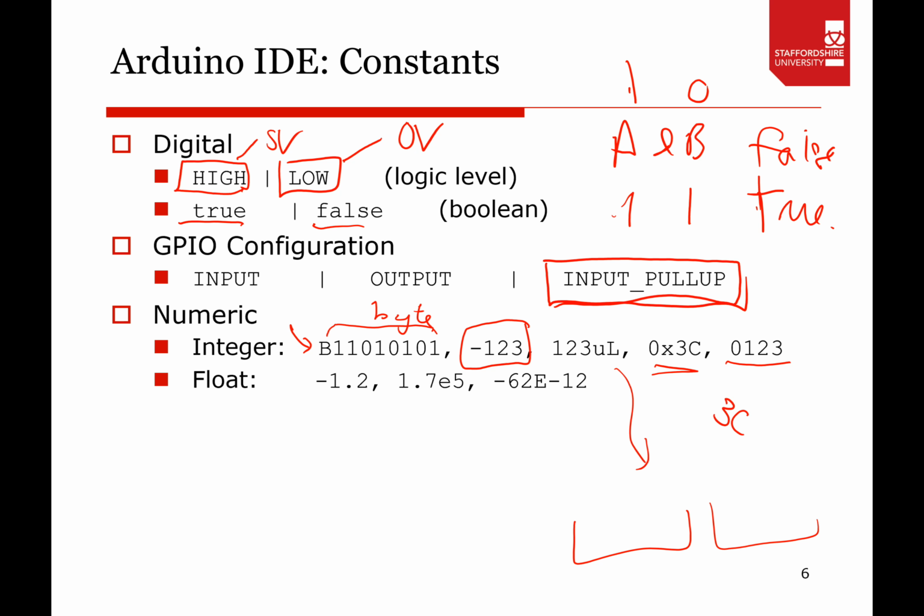Floating point, obviously, where the variable is not a whole number. So minus 1.2, 1.7 exponential 5, and minus 62 times 10 to the minus 12. So it's an extremely small negative number.